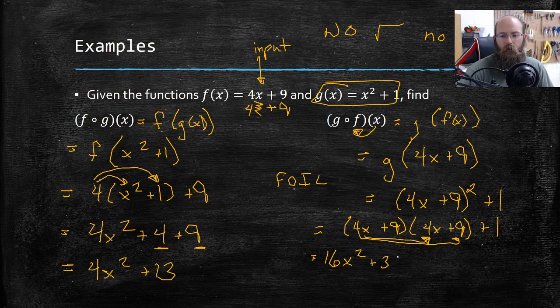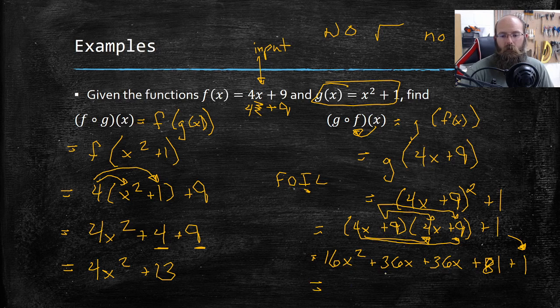That gets me 36x. Inner is 9 times 4x. Ooh, another 36x. Nice. And then I take that 9 and I distribute it to that 9, and that's where the 81 comes from. And I still have to add that 1. Nothing special, I'm just bringing it down.